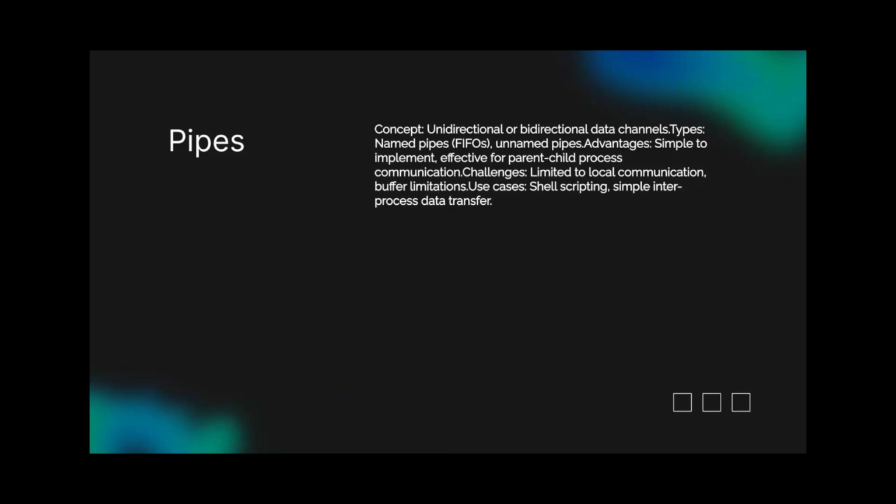Next, we have pipes. Pipes are unidirectional or bidirectional data channels that allow communication between processes. They are named pipes, also known as FIFOs, which stands for first in, first out, and unnamed pipes. Pipes are simple to implement and are effective for communication between parent and child processes, which we include in fork system calls.